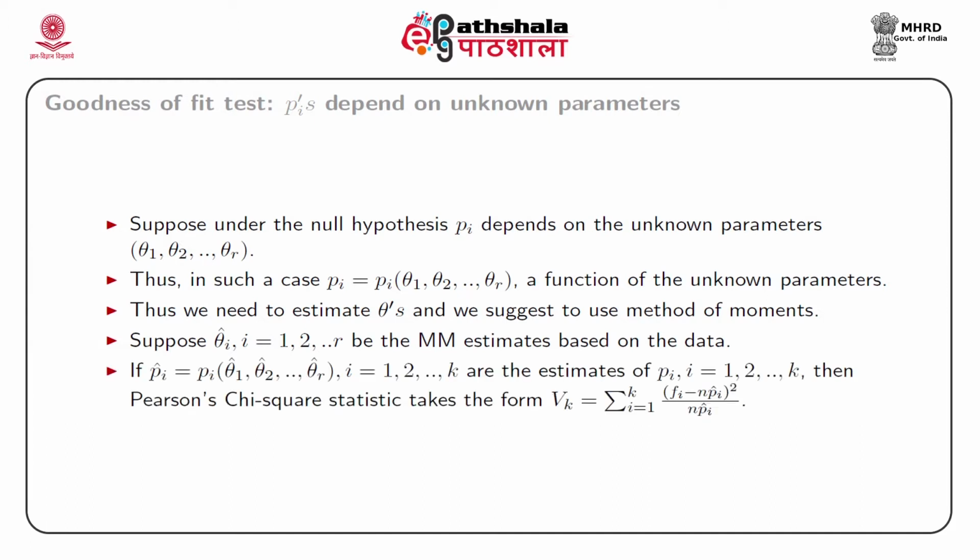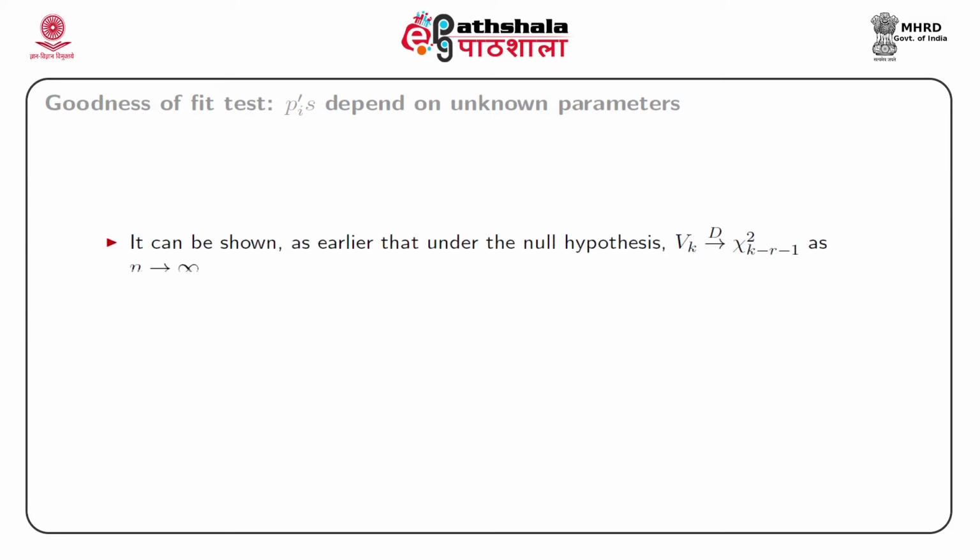If Pi hat denotes the estimate of Pi, which is obtained by plugging in the unknown parameters by its method of moment estimates, then Pearson chi-square statistic takes the form Vk, which is defined as summation i from 1 to k of Fi minus n Pi hat squared divided by n Pi hat. And it can be shown that as n tends to infinity, the large sample distribution of Vk is a chi-square variable with k minus r minus 1 degrees of freedom.